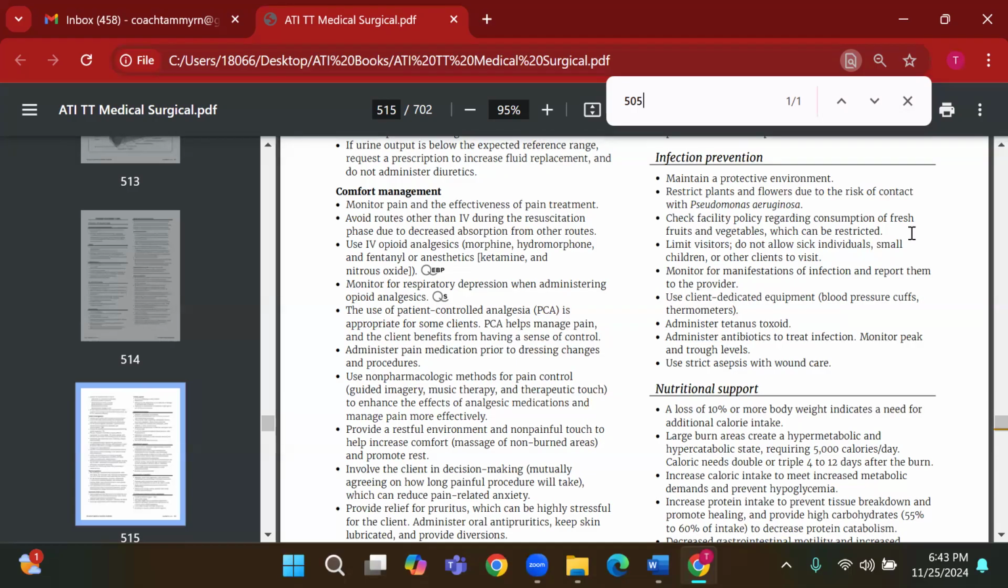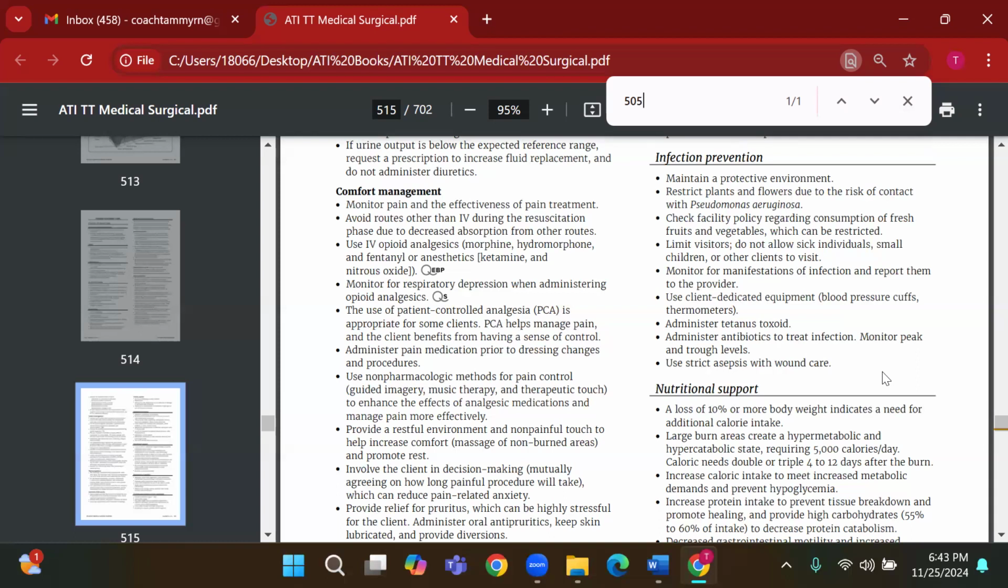And then probably going to keep blood pressure cuffs and thermometers in the room and not take them back and forth to other patients. This is a big one. I do think this will show up because most people won't know that. You administer tetanus toxoid to the patient when there's a burn injury, okay? Administer antibiotics to treat the infection. And look what it says, monitor peak and trough levels. So if that tells you anything, there's only like one or two meds you would monitor peak and trough levels for as far as antibiotics go, and they'd probably be a mycin drug. So we're probably going to give them a powerful antibiotic.